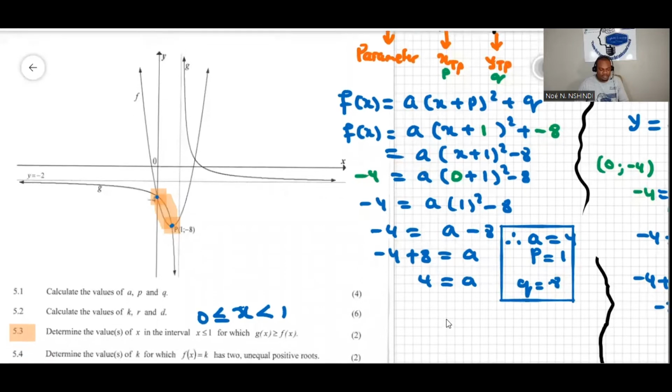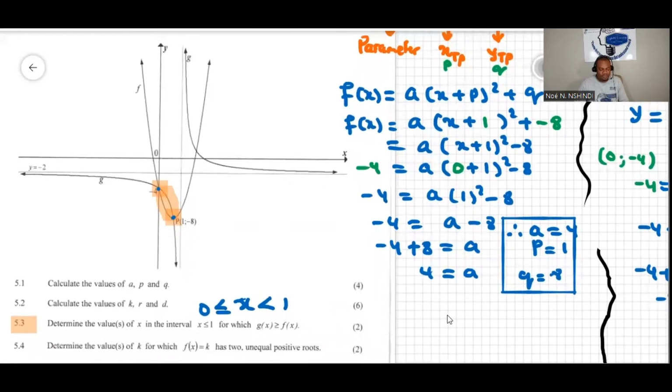And then let's see now question 5.4. I'm going to highlight this question here. The question says, determine the values of k for which f of x equals k has 2 unequal positive roots. So determine the values of k for which f of x equal to k has 2 unequal positive roots.